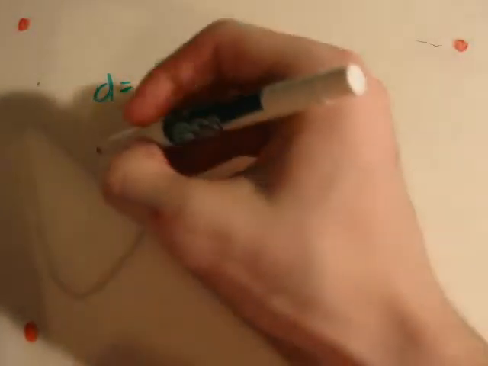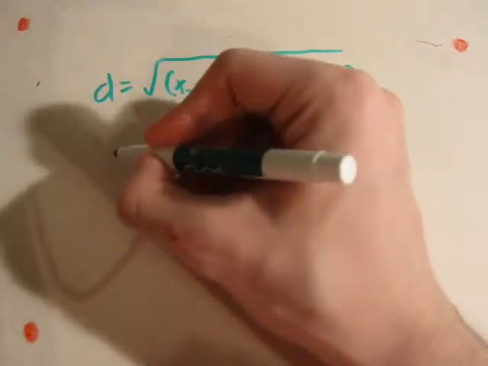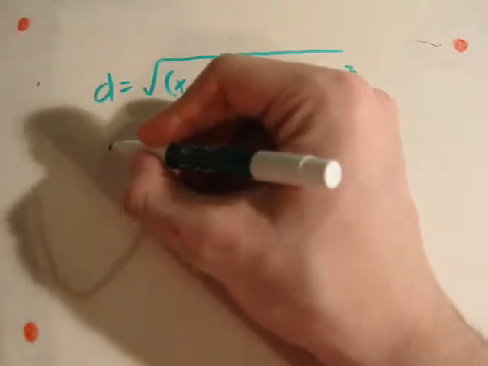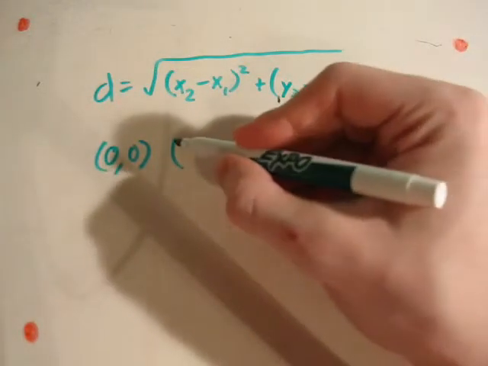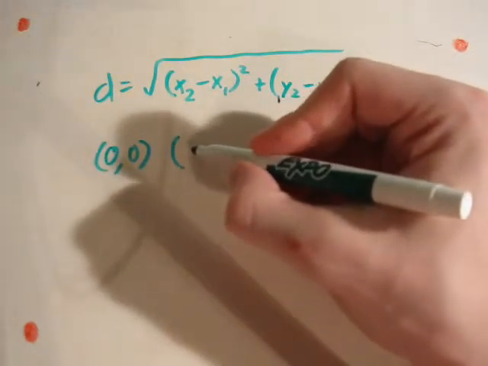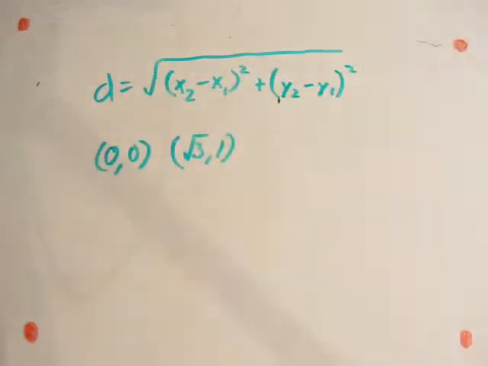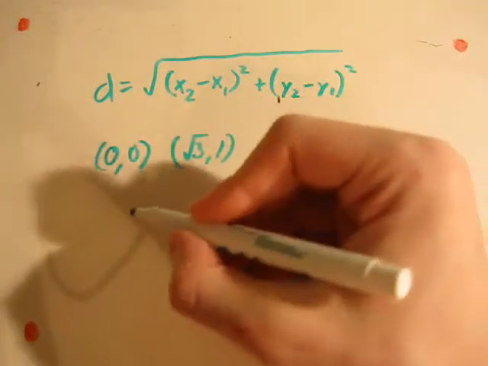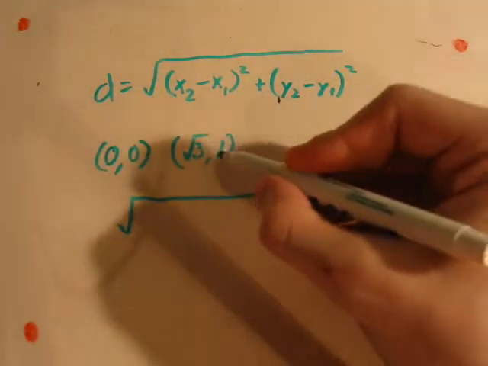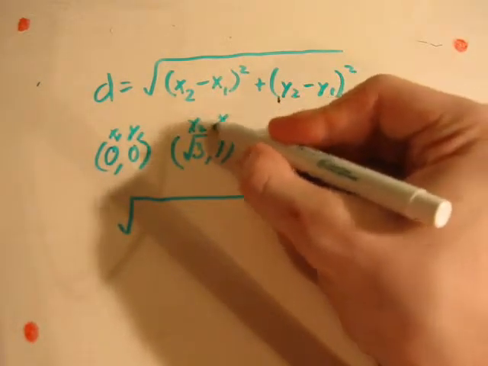In an example, let's say we need to find the distance between, let's see, the origin 0, 0 and another point on the graph at the square root of 3, 1. I know it's kind of an odd number to use, but you'll see it works out later on. So how does that work out with the distance problem? Well, here's your x1 and y1. Here's your x2 and your y2.